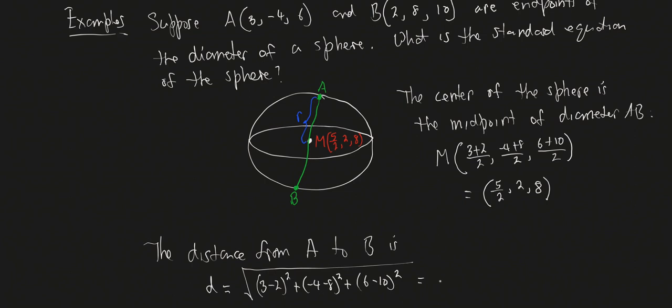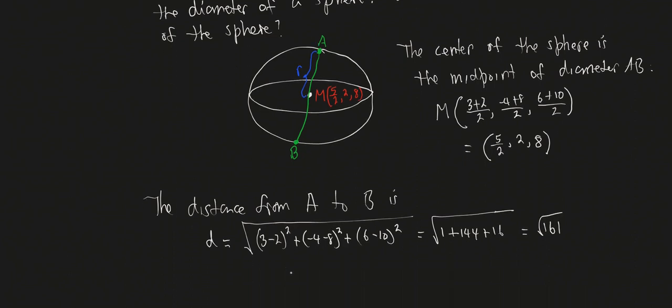And let's see what we have. So 3 minus 2, that's 1. 1 squared is 1, plus, then we have a negative 12 squared is a positive 144. And then here we have a negative 4 squared is a positive 16. So 144 plus 16, that's 160, plus 1 is 161. So the exact distance is the square root of 161.